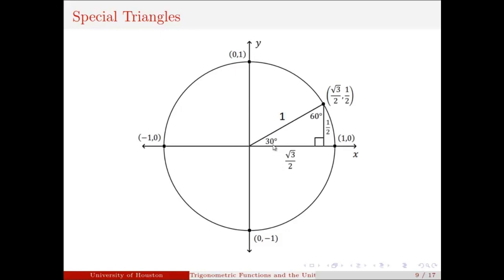Next, when theta is 30 degrees, we get the point square root of 3 over 2, 1/2. These coordinates follow from the fact that in a 30, 60, 90 triangle, the side opposite of the 30-degree angle is 1/2 of the length of the hypotenuse, and the side opposite of the 60-degree angle is square root of 3 times the length of the shortest side, which is 1/2 in this case. 1/2 times the square root of 3 is square root of 3 over 2.